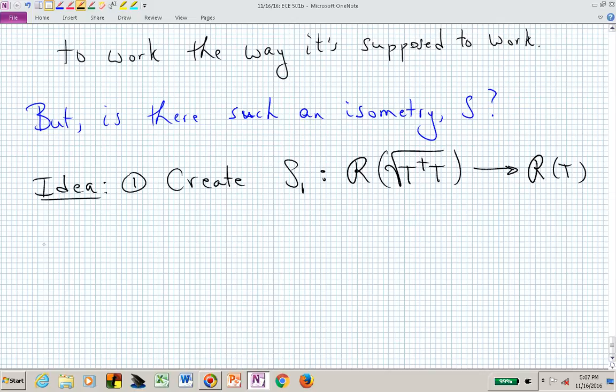Once we have that, and again, that may not be covering the entire vector space, then we need to expand S1 to cover everything in that output vector space. We need to extend S1 to an isometry S.